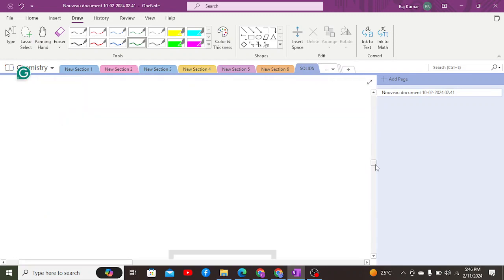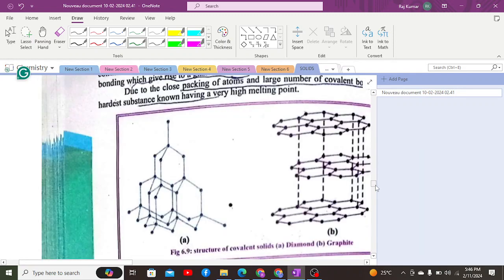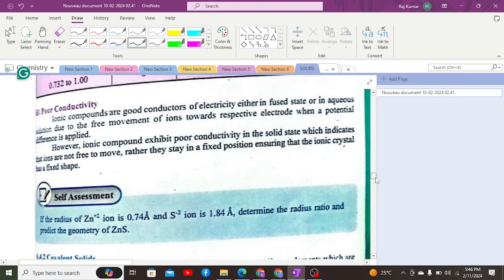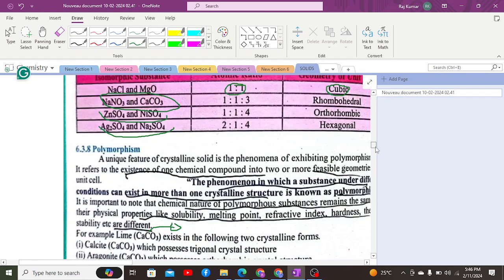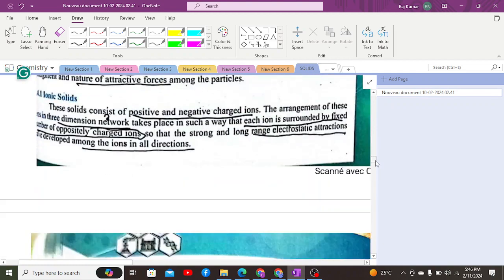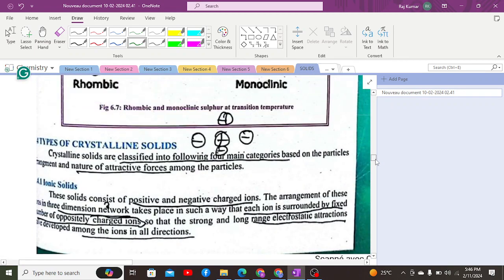Apart from that, some types of crystalline solids are given below. Crystalline solids are classified into four main categories, on the basis of their attractive forces as well as the arrangement of particles.